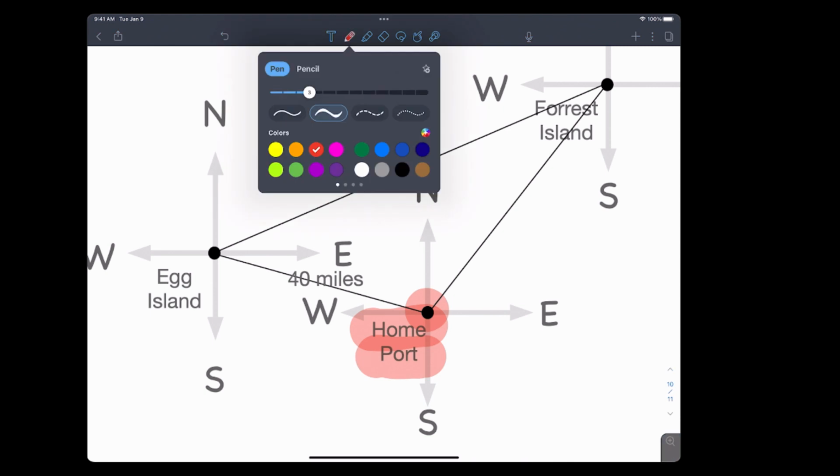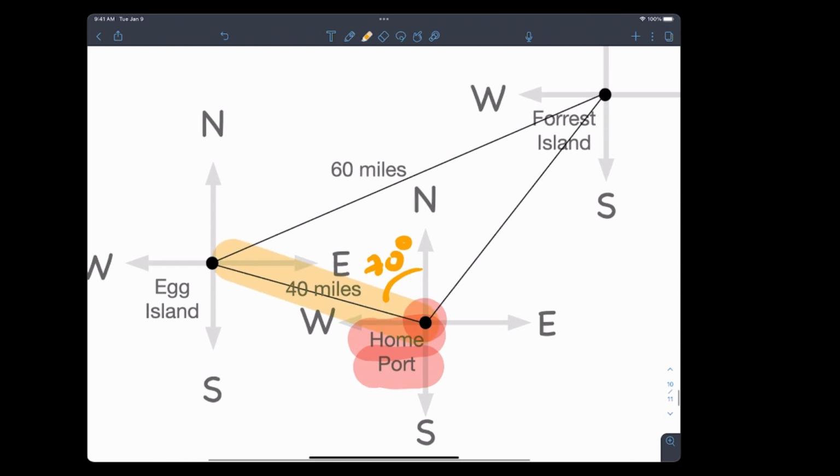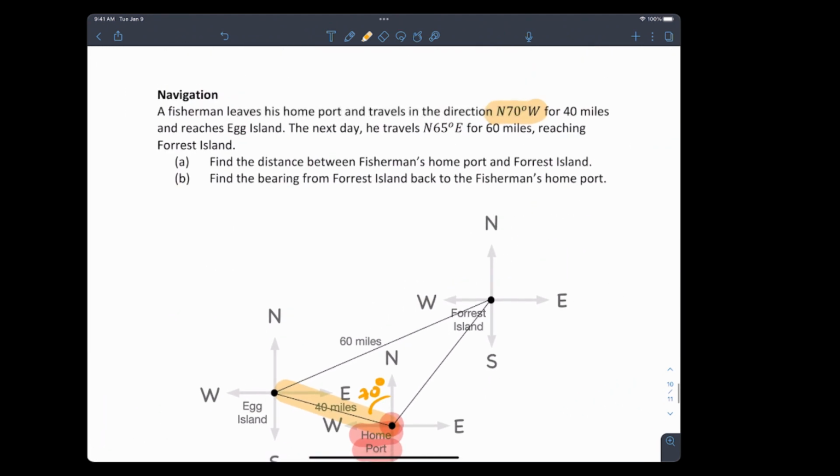So that angle, maybe we'll change the color here, that angle measures 70 degrees. All right, so we say, okay, that angle measures 70 degrees now. And of course, you're going for 40 miles. So we're going 40 miles. All right, that was nice. We didn't use distance equals rate times time for that first part, right?